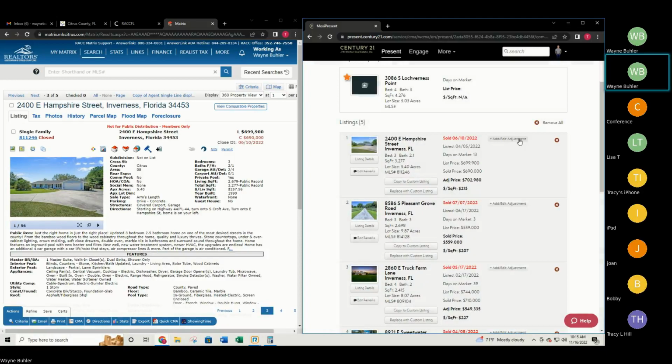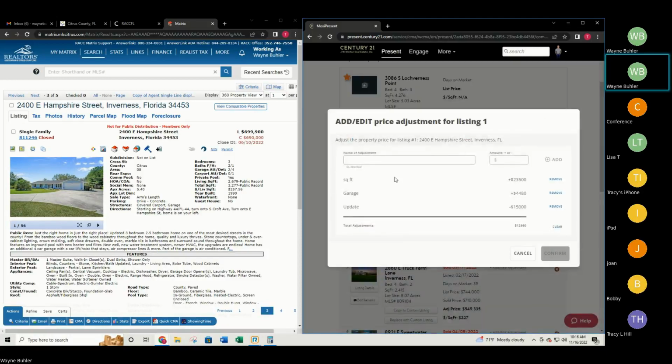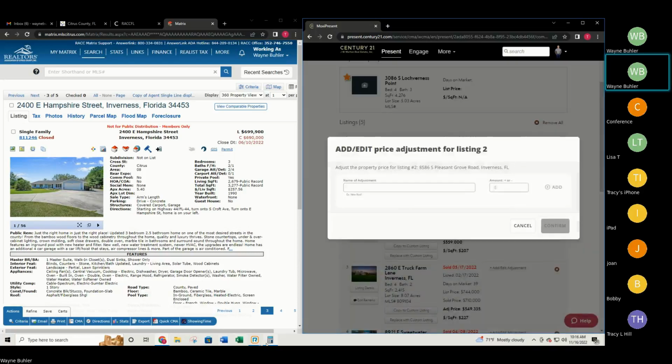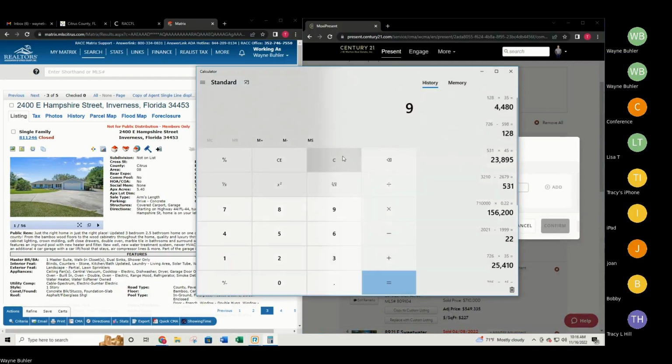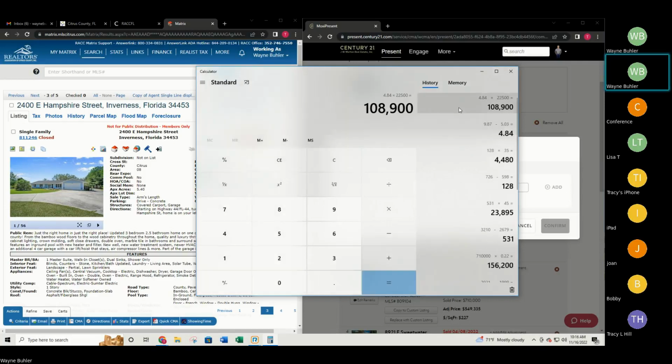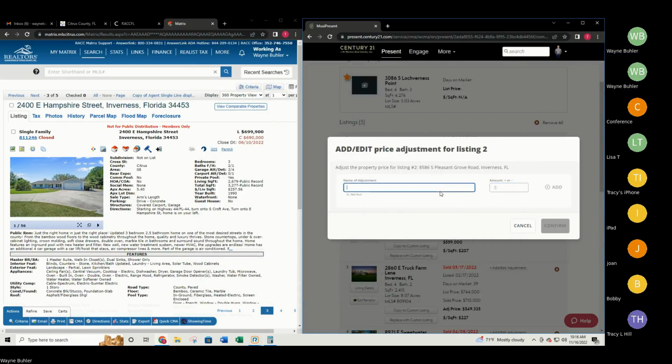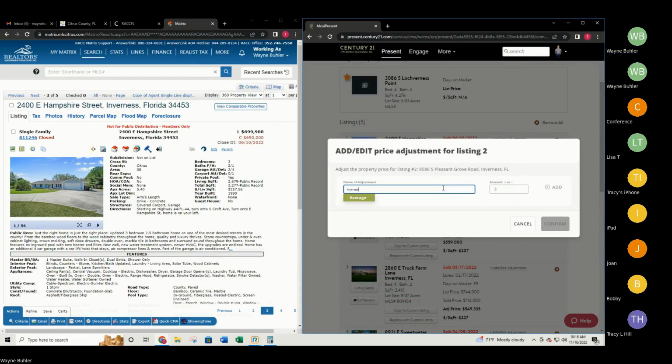Now, add an adjustment. Right now I'm going to start. Oh, no, did I do this one already? Yeah, this one. This is on 9.87 acres, so let's do that real quick. 9.87 minus 5.03. What was my acreage adjustment? Who remembers? Very good. So $108,900 adjustment. Comp is better, we have to subtract.